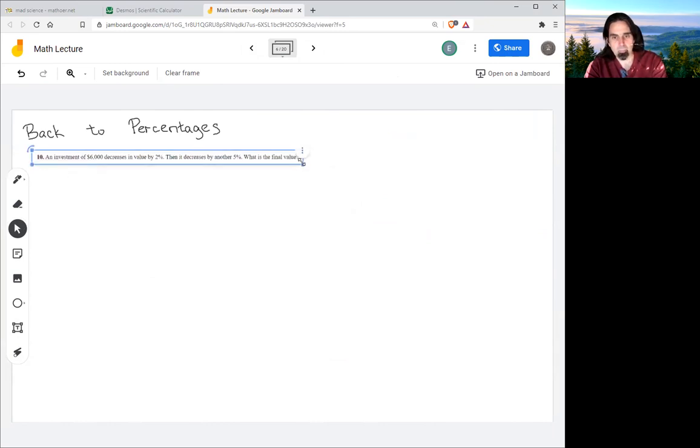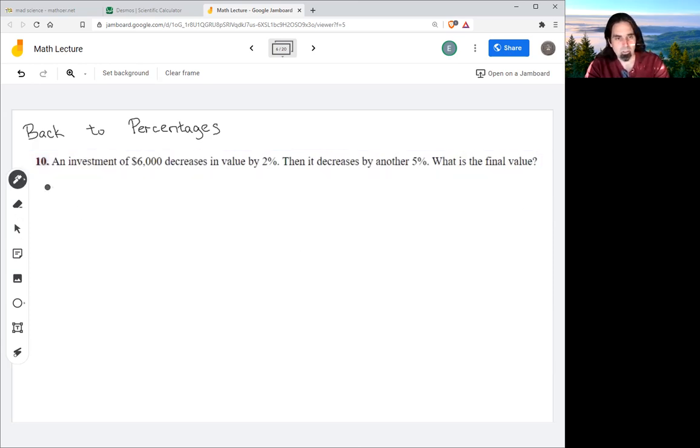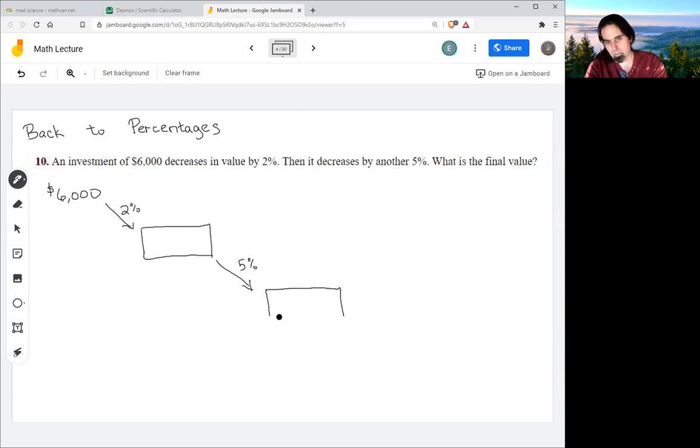Okay, I'm not gonna do it all the way, but I will set it up and get you started. So we start at 6,000. It goes down by 2%. And we get some number. And then it goes down again by 5%. And we get some other number.